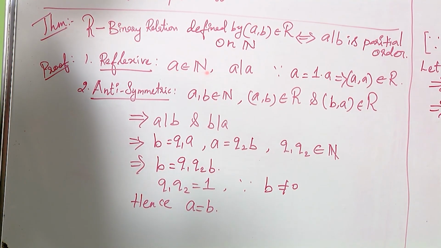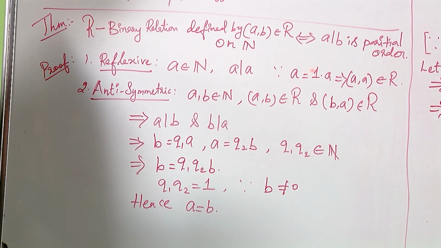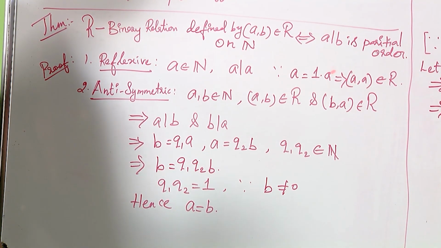Now, let us take A to be a natural number because the relation has been defined on natural numbers, and we know that A can be written as 1 multiplied by A. Therefore, A is a multiple of A, therefore A divides A. So, if A divides A, then the ordered pair (A, A) will be there in the relation R. Therefore, this relation that we have defined is a reflexive relation.